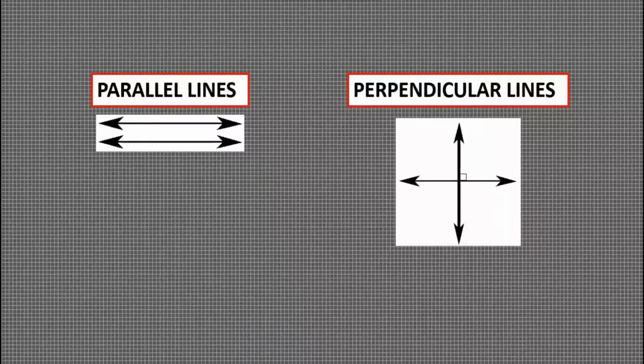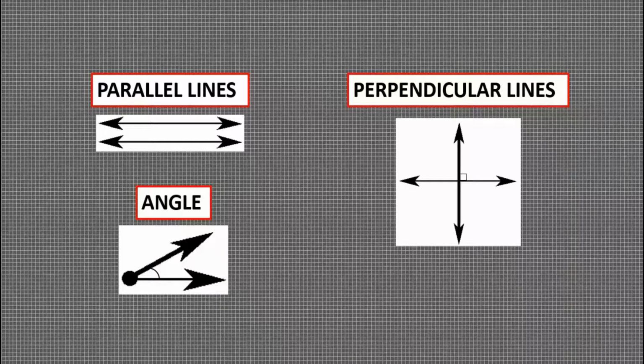In connection with the mentioned undefined terms, let us introduce the following concepts. First is parallel lines, which consist of two lines that extend indefinitely and will never meet each other. Second is perpendicular lines, which consist of two lines that intersect each other and form 90 degrees at their point of intersection. And the last, angle. An angle is a combination of rays that intersect at a common point called the vertex.